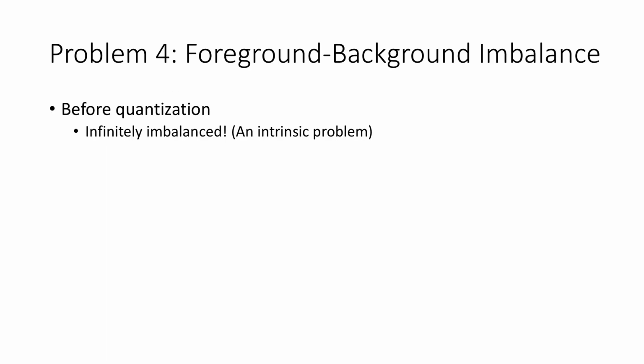Now, let's move to the fourth and last technical challenge. Unlike the others, which were deeply linked to each other, this one is independent. It has to do with the imbalanced nature of the classification task at hand. In the case of the original classification problem, before we did any quantization, the imbalance was infinite. There are finite objects in an image and infinite background boxes.